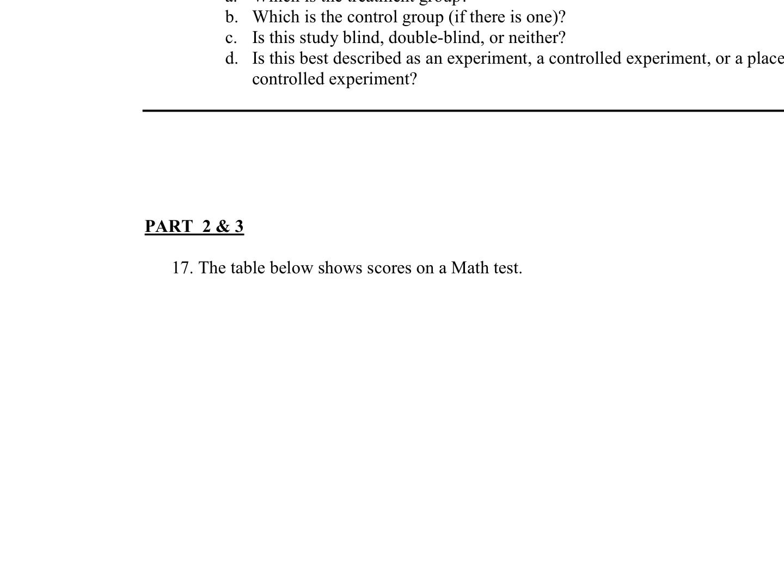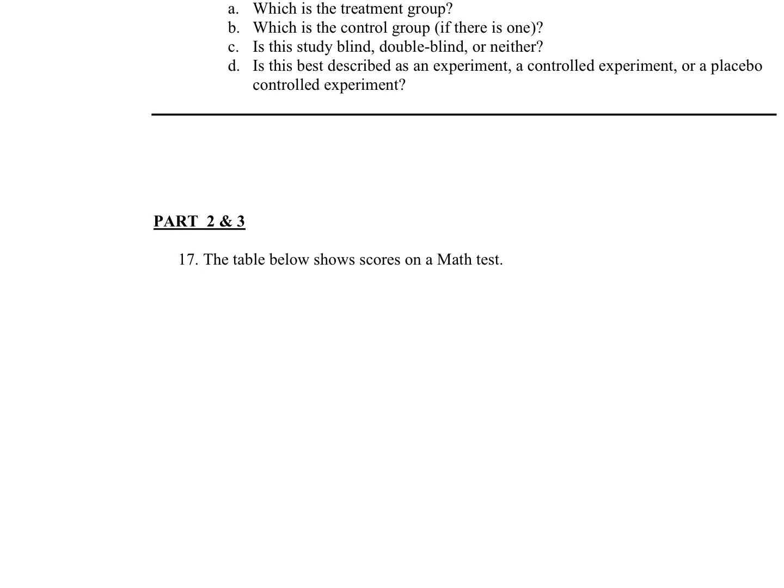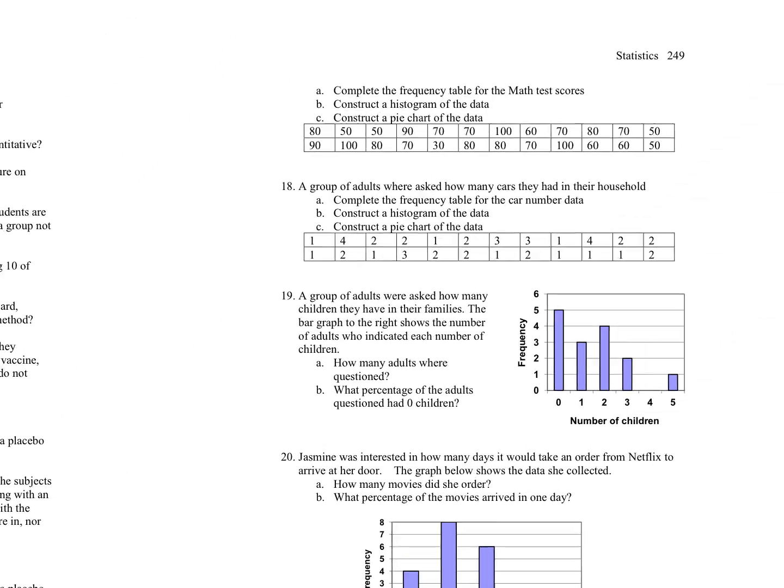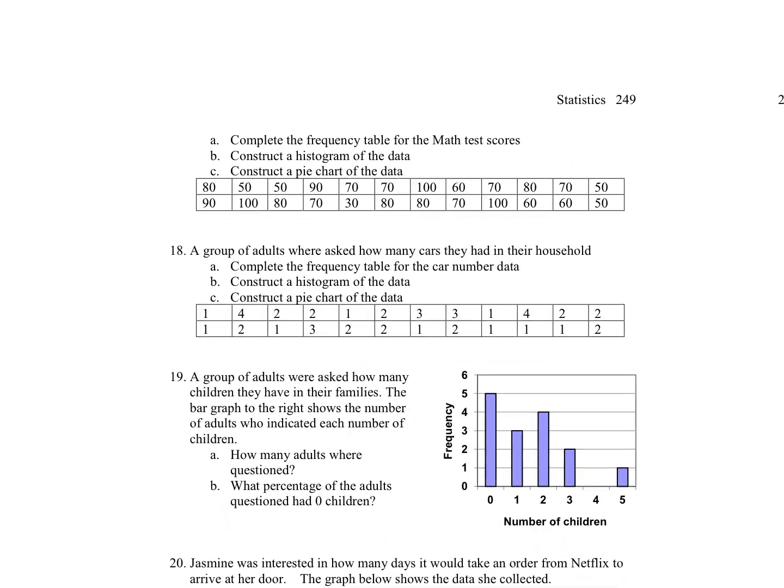All right, we're going to look at the homework from stats part 2 and 3. So these are measures of central tendency and also measures of spread. So we're looking at number 17. The table shows scores on math tests. So just scroll over to the next page here.